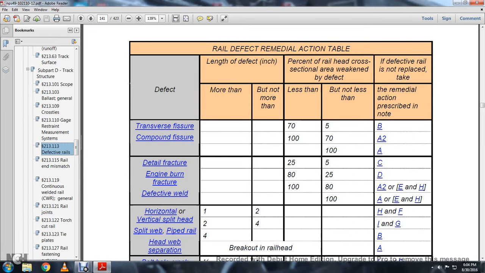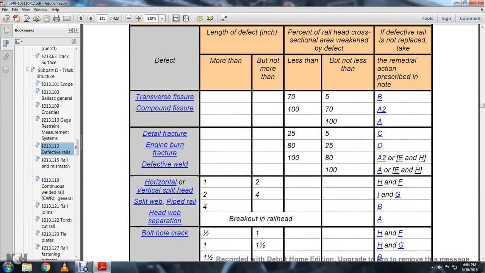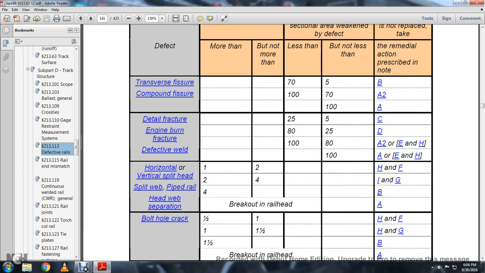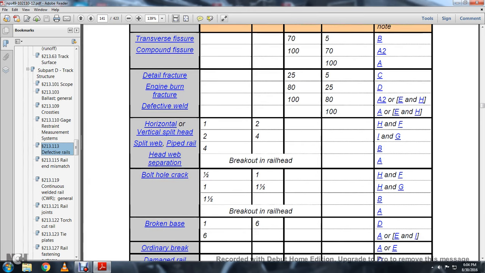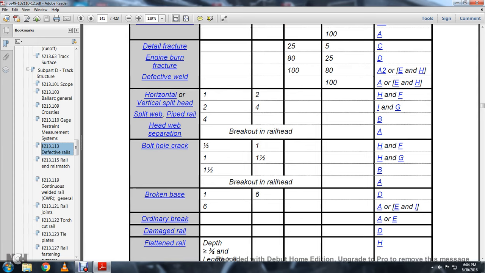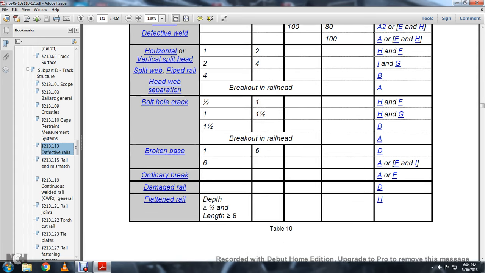All right, your rail defect remedial action table: length of defect, percent of rail head cross-sectional area weakened, and the section. Defects: transverse fissure, compound fissure, detail fracture, engine burn fracture, defective weld, horizontal split head, split web, piped rail, head web separation, bolt hole crack, broken base, ordinary break, damaged rail, flattened rail.